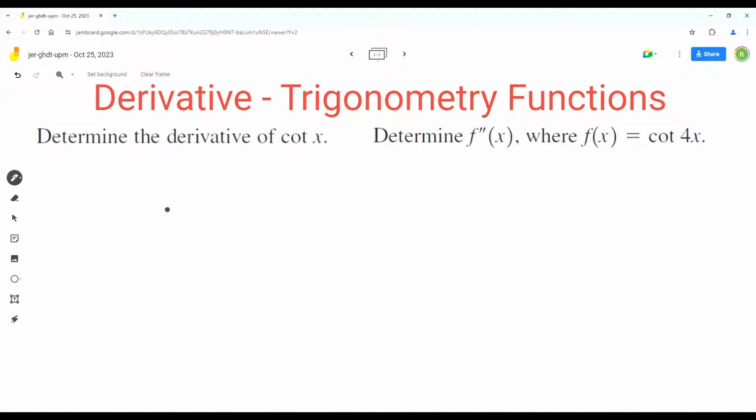So in this video, we'll solve these two problems. So let's start with the first one. Determine the derivative of cotangent x. For this problem, we'll use the trigonometry identity for cotangent to change it into sine and cos. So cotangent is equal to cos over sine. So that's the first step.